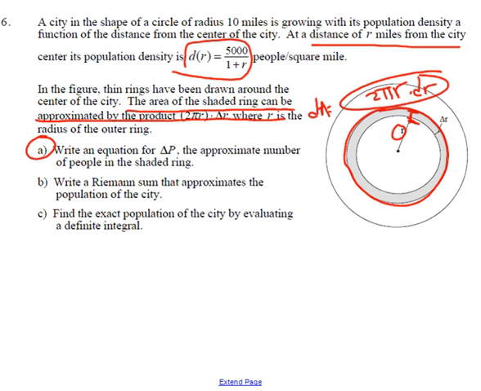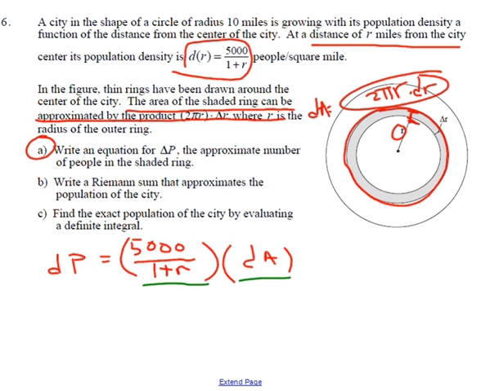And my little change in population is my density times my small change in A, dA. Substituting for dA: again, this is density times area, which gives me my change in population. And now let's substitute what dA is.